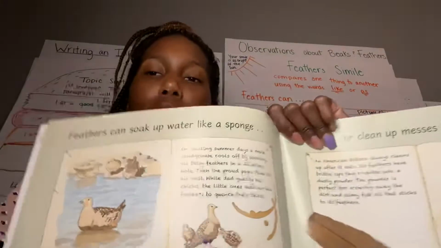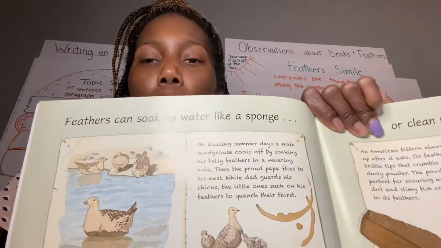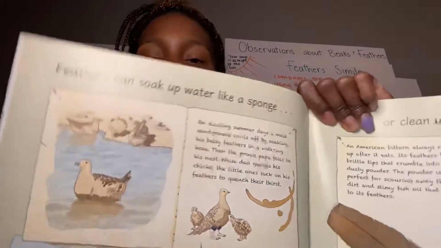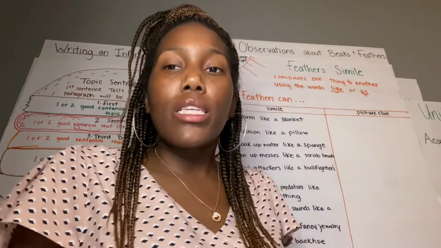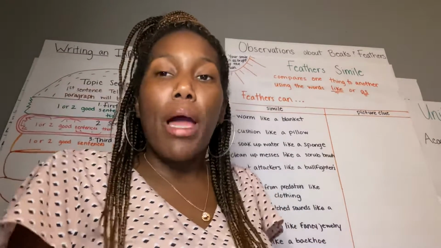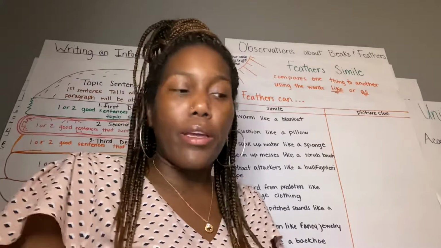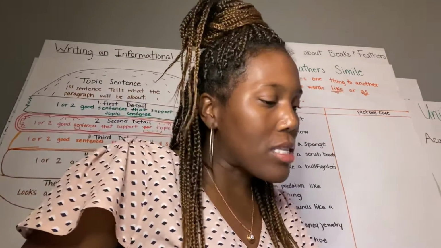The first is, feathers can soak up water like a sponge. And this is the bird that soaks up the water in its feathers and then carries water back to its little chicks so it can drink. A Pallas sand grouse.